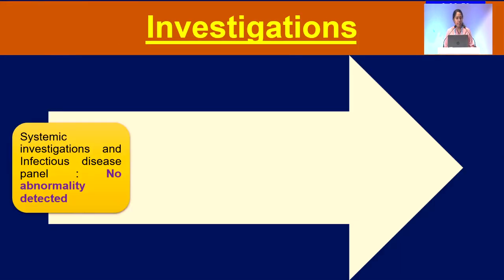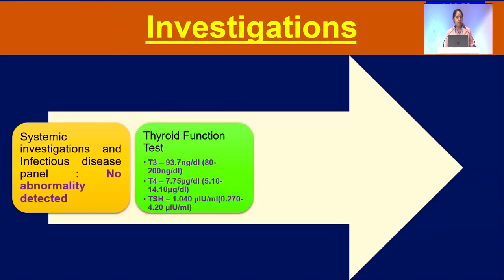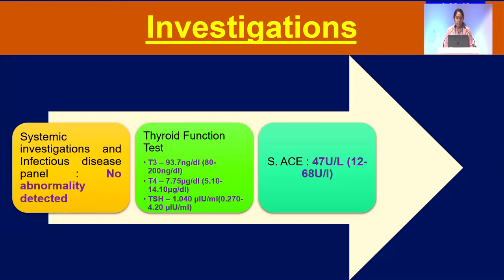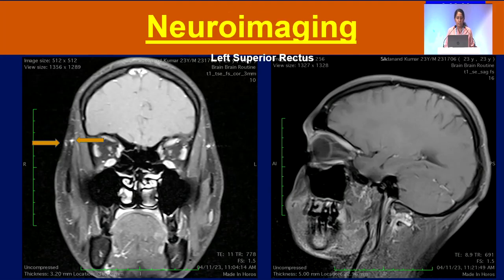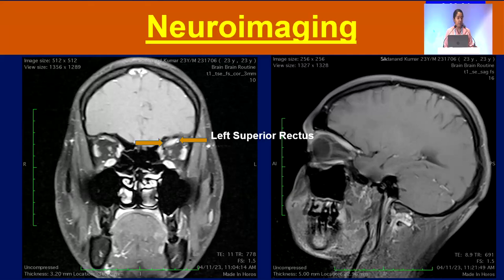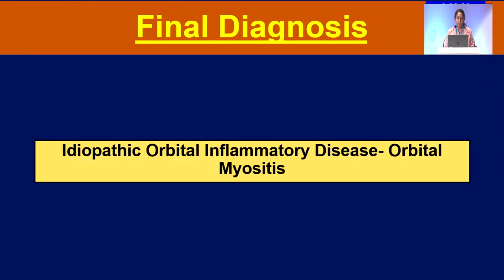So we investigated him thoroughly for the same. Systemic investigations and infectious disease panel did not reveal any abnormality. Thyroid function tests were within normal limits. Serum ACE was within normal limits, so it ruled out sarcoidosis. The complete autoimmune workup was also done. ANA, P-ANCA, C-ANCA, anti-Ro, anti-La were negative. An MRI was done subsequently, which showed an enlarged bulky superior rectus measuring around 3.5 mm.